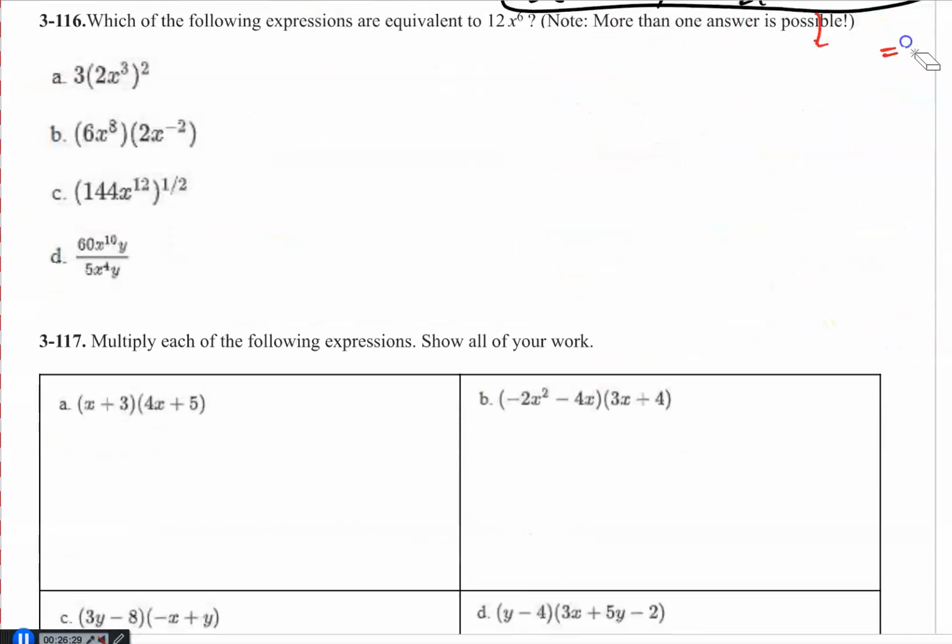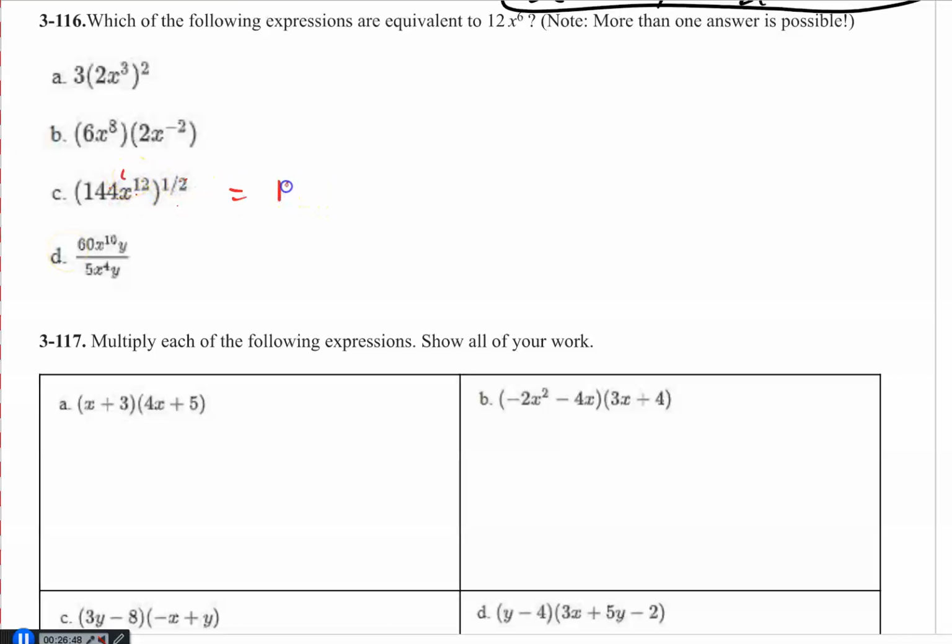3-116. Let's simplify these down, and apparently more than one answer is possible. So I'll go ahead and do this one. We haven't covered that, but we've covered kind of the idea, a power to a power. So this is 144 to the power 1.